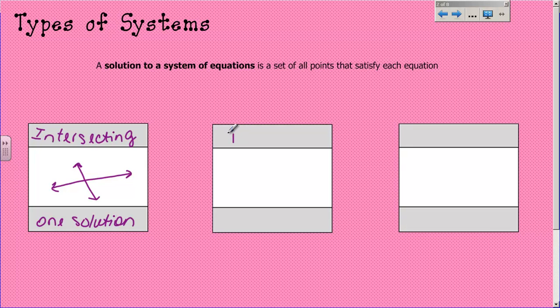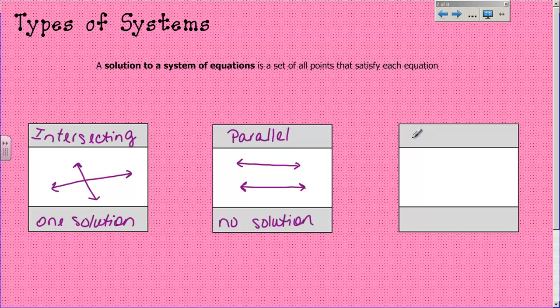Another type of system is to have a set of parallel lines. And if you'll remember, parallel lines always have the same slope, and because of that, they never intersect because they have the same rate of change. And so a parallel system looks like this, and the two lines never intersect, and since they never ever intersect, they have no solution because they have to cross in order to have an answer, or at least they have to touch. They have to meet somewhere. Otherwise, there is no solution.